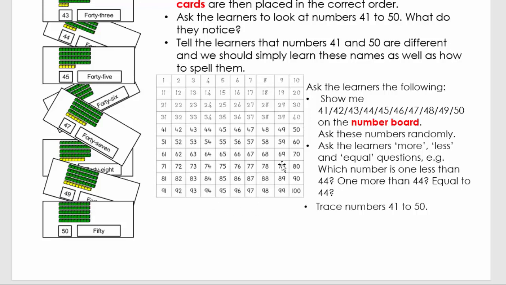Then you can take out your 100 board. Again, you can contact us or you can get it from our e-store. So what the learner then needs to do is to identify where 41 to 50 is on the number board.